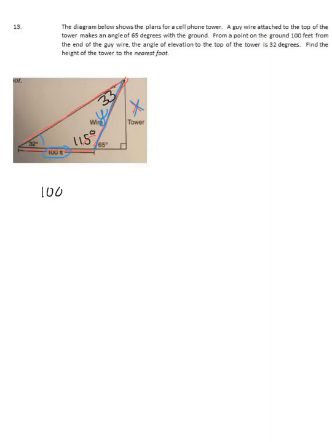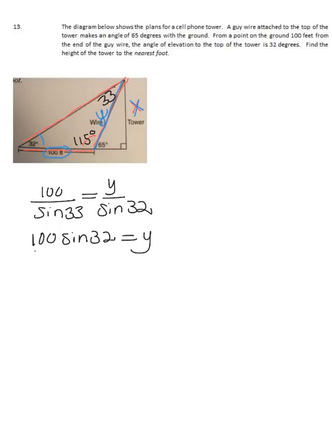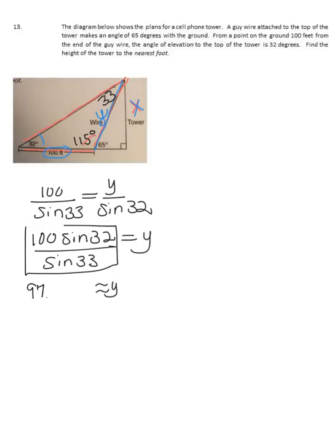So 100 over sine of 33 is equal to y over sine of 32. Okay, I'm going to cross multiply. I'm going to keep y over here and just put this whole entire thing into my calculator exactly the way I see it in order to get what y is equal to. I wouldn't round this right away. I would leave it to 4 decimal places. So you should have gotten 97.2973.